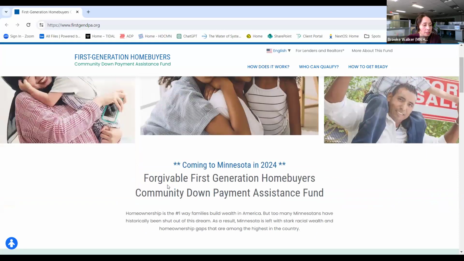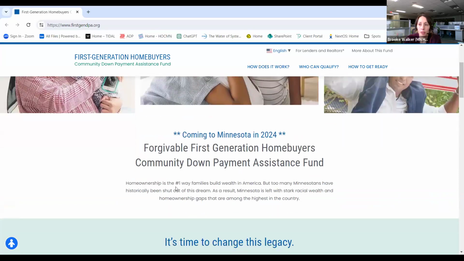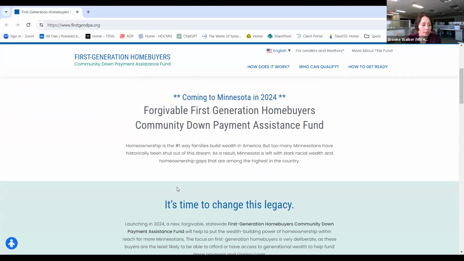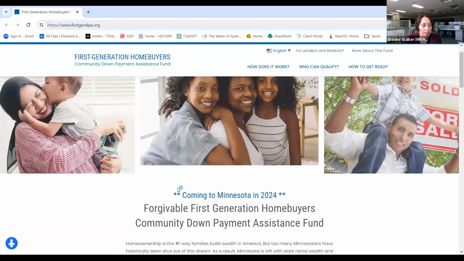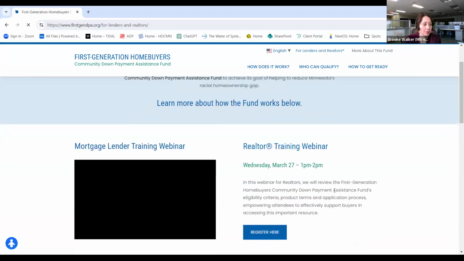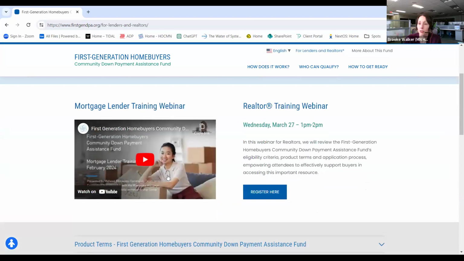So this is going to be the definitive source of information. When the application launches, it will be available here. We are going to be doing some work to make the homepage a little bit more simple for consumers. This is where we're going to go in much deeper around what is a first generation buyer. There's an industry page. So if any of you are interested, you can check out this mortgage lender training webinar that we did a few weeks ago that goes a little bit more in depth on the program.